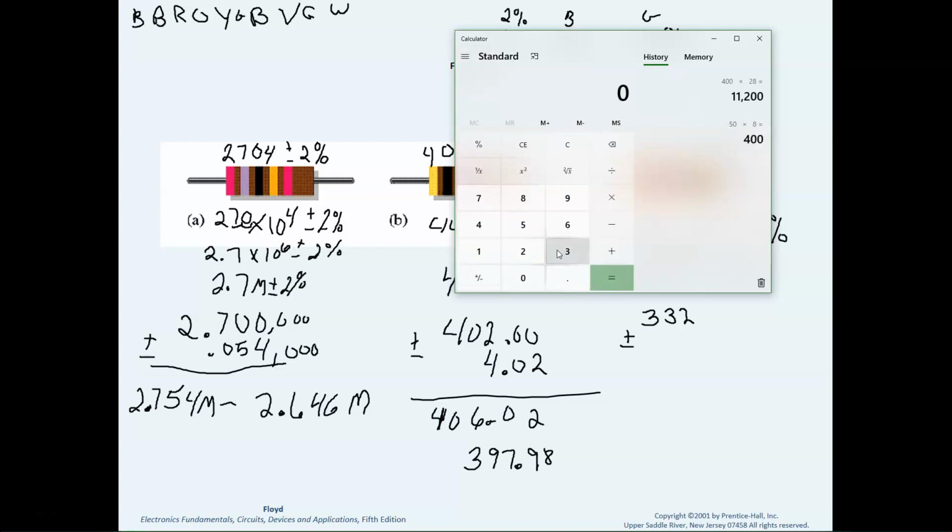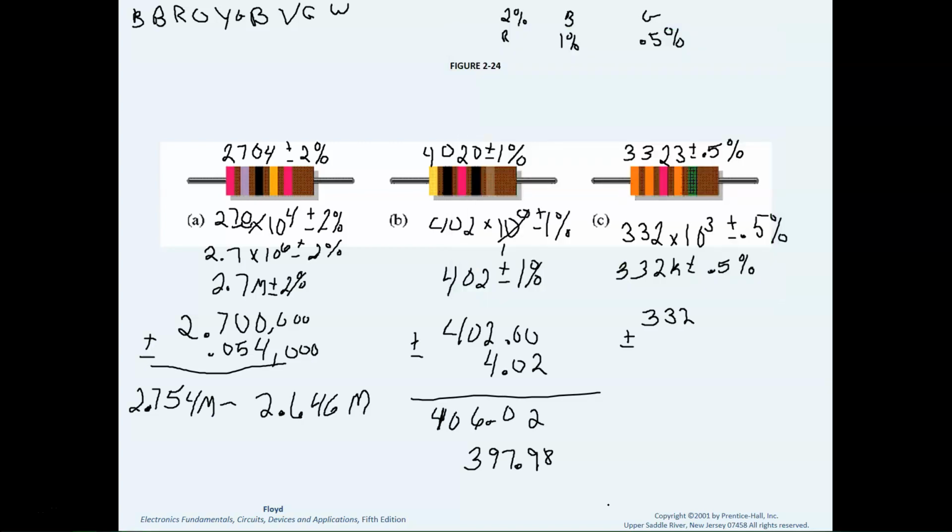All right, so 332 times 0.005, which is 0.5%. So if you don't remember how to get a percentage, you should remember that 10% equals 0.1, 5% equals 0.05.